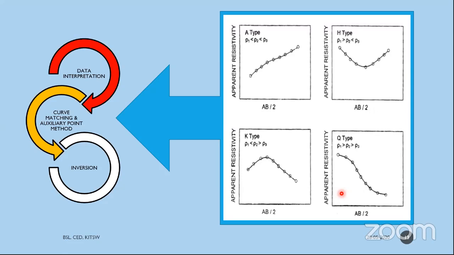Before the advancement of computers, they used to go for curve matching as well as the auxiliary point method. It's very tedious, but a lot of things can be explored. So data interpretation, like how you extract the data and what you get from the data, can be done in 2 ways. One is curve matching and the auxiliary point method. The second one is the inversion method. Coming to curve matching and the auxiliary point method, in this method, we go on plotting the graph. Now it's very important to understand.